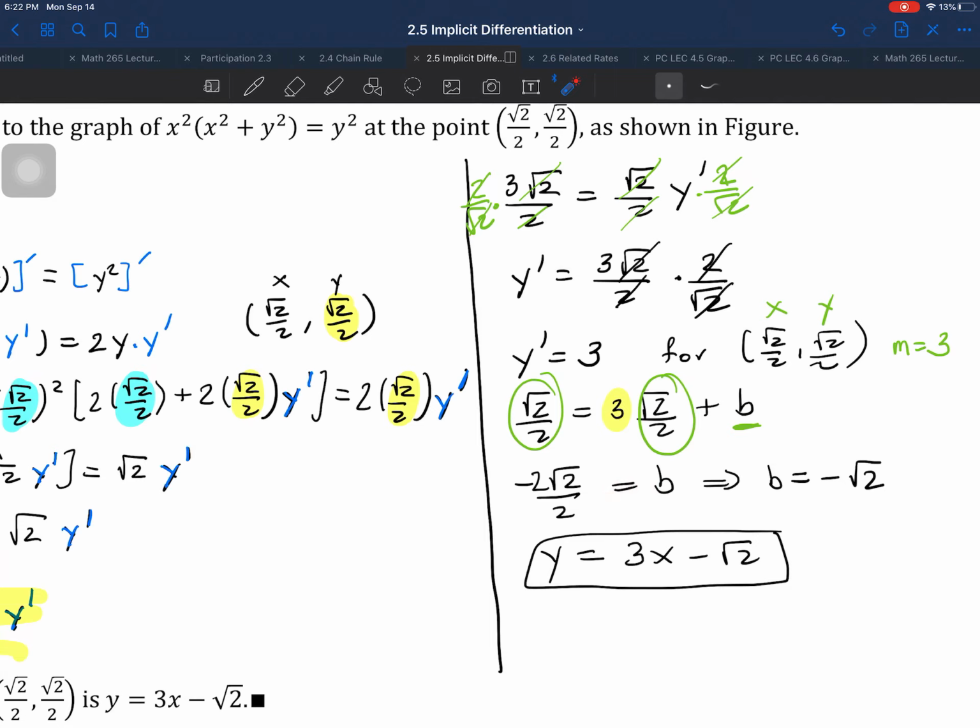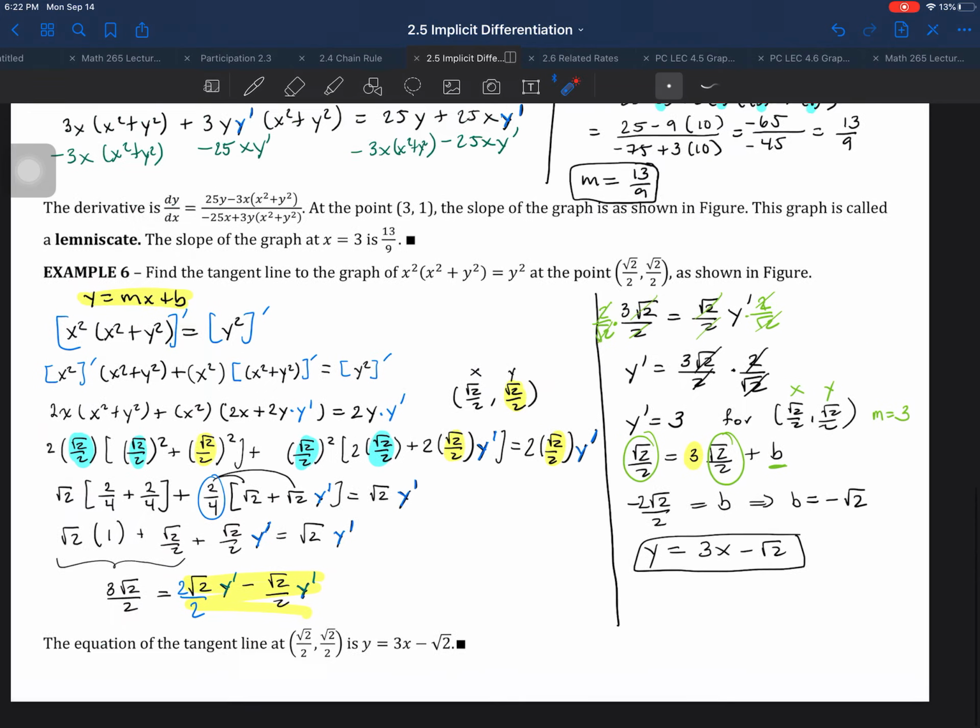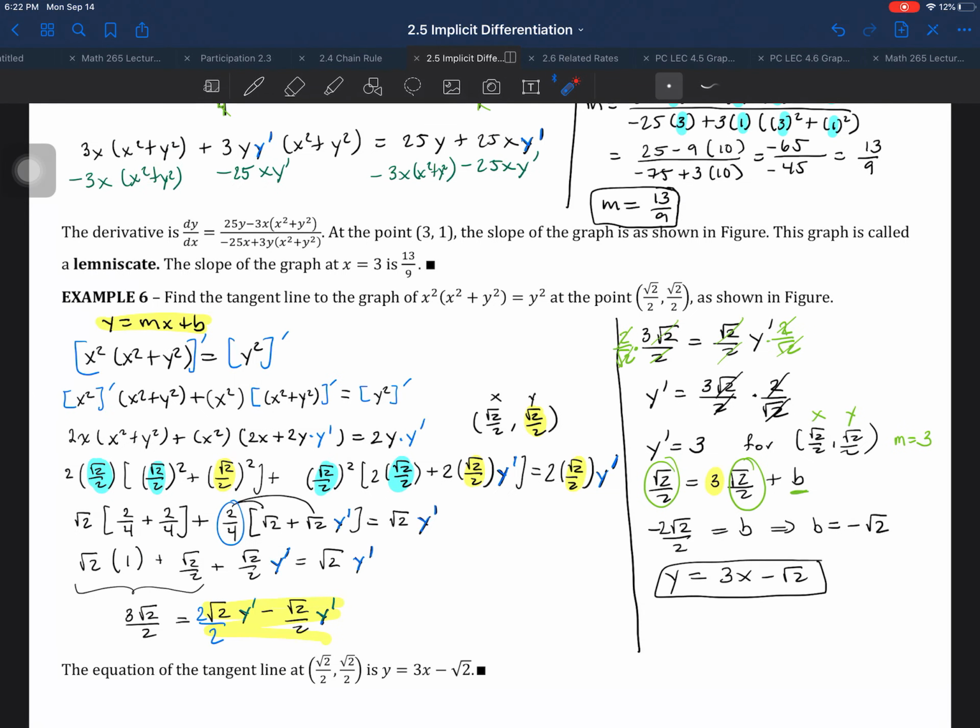These will cancel each other out. And so therefore you have b equals negative square root of 2. And that's it. So we found our tangent line. All right. So I hope this is helpful.